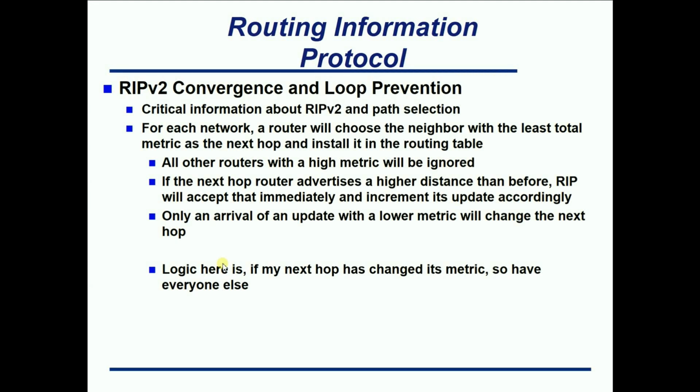So if the next hop router advertises a higher distance than before, RIP will accept that immediately and update accordingly. So only if that next hop sends you an update, and that route was already in your routing table, I will accept it. If another router that isn't my next hop sends me an update with a lower metric, I'm not even going to respond to it. The logic here is if my next hop has changed its metric, so has everyone else. So that's why it ignores everyone and only listens to the next hop with the lowest metric. Okay.